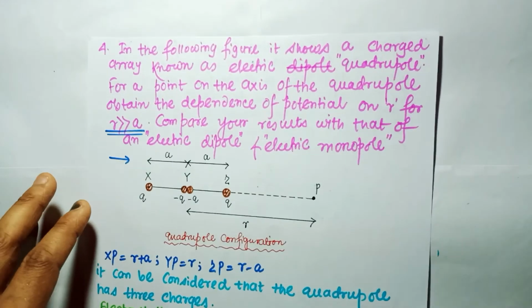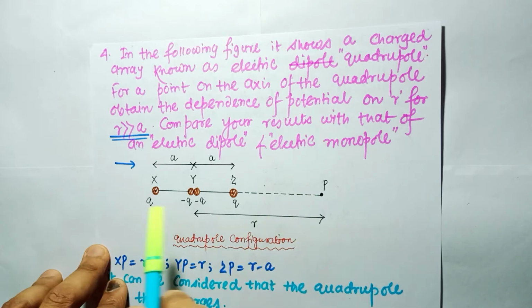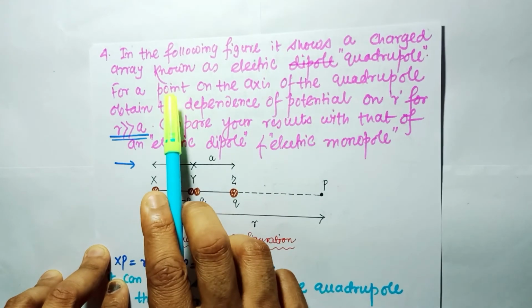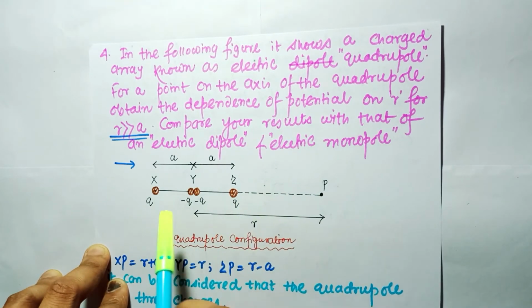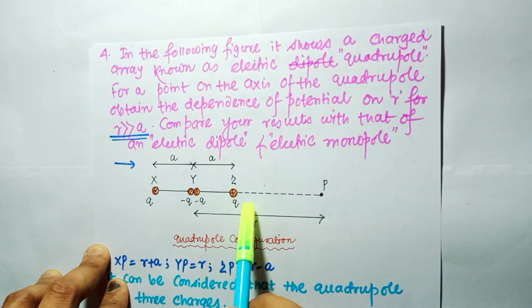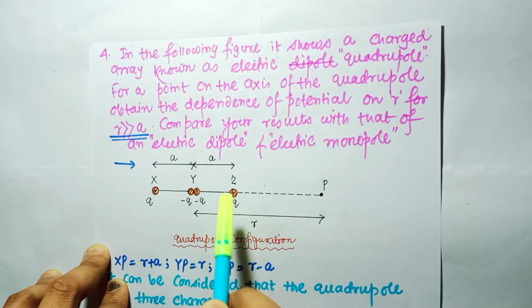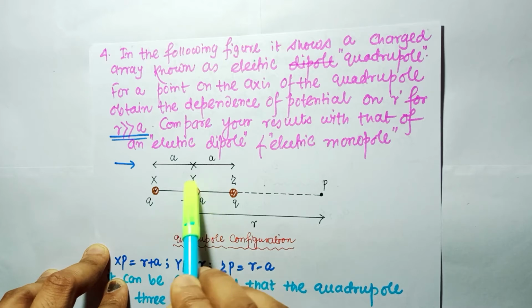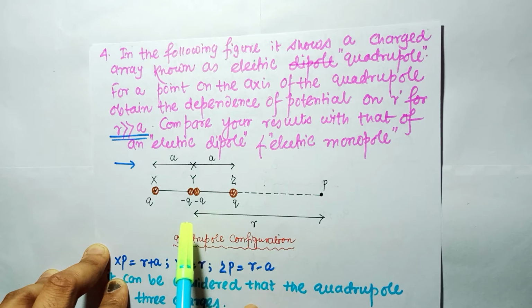Our next problem: in the following figure, which I have drawn here, there is a charge array known as an electric quadrupole. Quadrupole means four charges are there: Q, minus Q, minus Q and Q. Between Q and minus Q the separation is a. Between minus Q and Q the separation is also a. The two minus Q charges are located at the same point, Y. It means at the point Y there is minus 2Q charge.